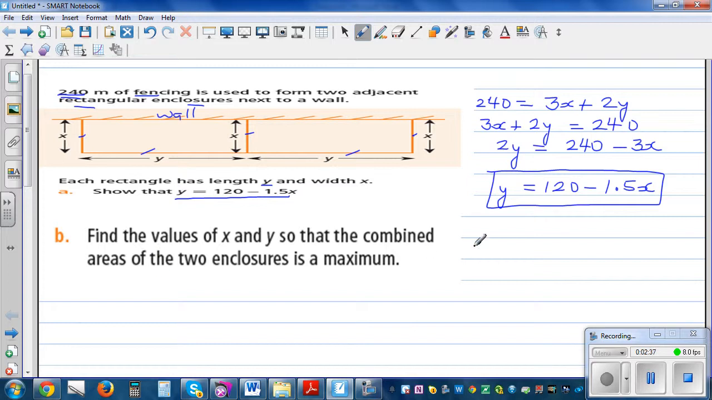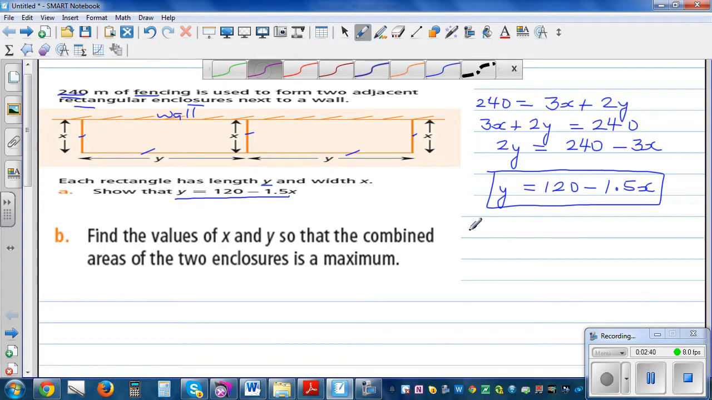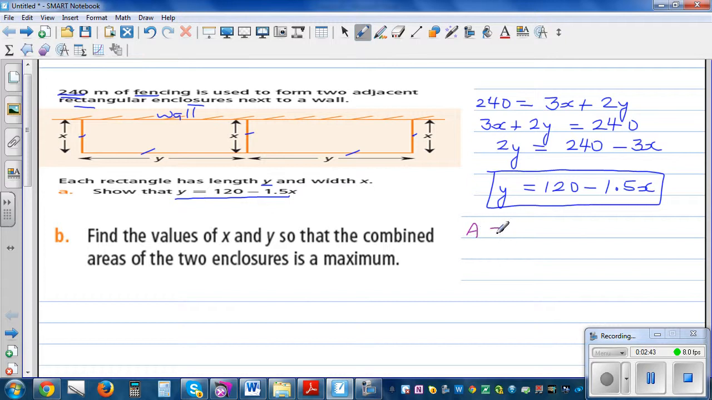So let's write area. What would be A? Let me use a different color. So A, now the area of this would be X times Y. The area of this will also be X times Y. So the total area of both the enclosures would be 2XY, 2 lots of XY. In any problem of optimization, you need to write whatever you have to optimize in terms of one variable. Here, this area is to be maximized, and you have two unknowns, X and Y. Well, we have Y in terms of X, so I can say A is equal to 2 times X times (120 take away 1.5X).